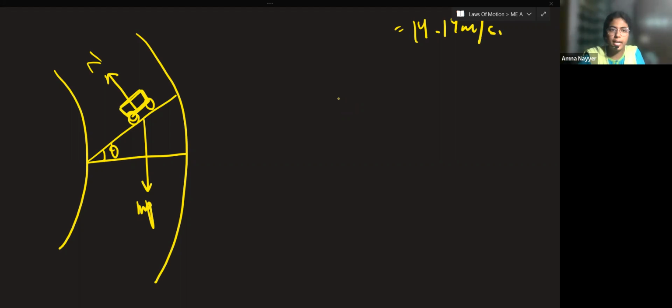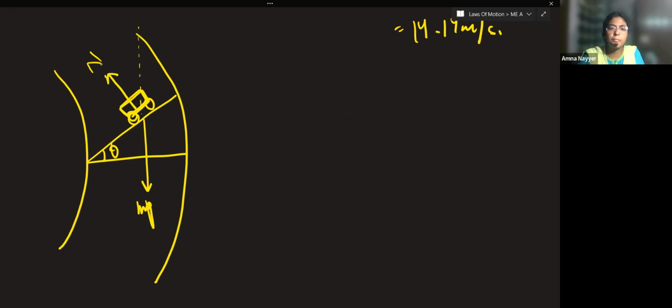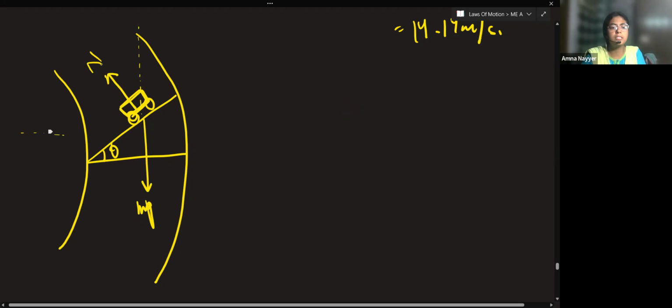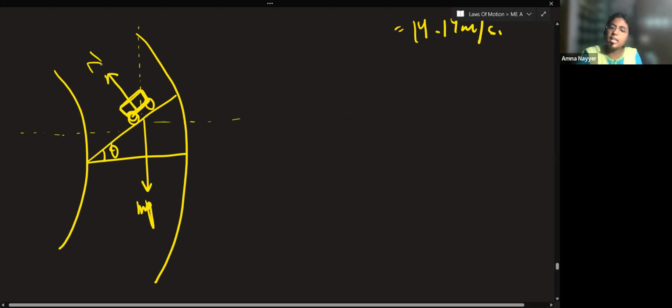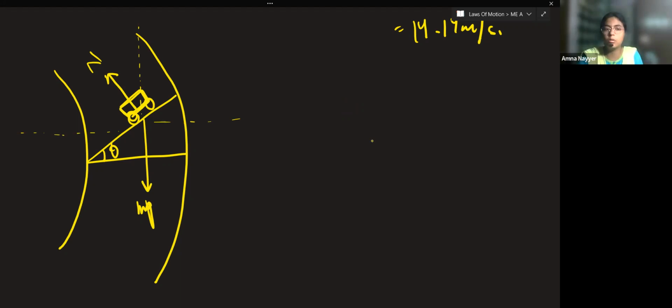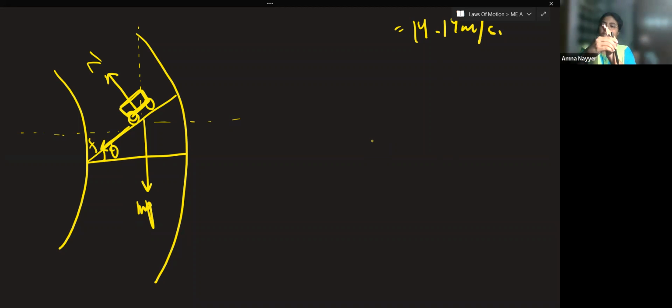But class, right now you have to resolve vectors along the x-axis and y-axis. See, mg is directly along the y-axis, so there is no need to resolve mg now. Whereas we need to resolve the normal reaction as well as friction. Why? Because friction will come in the downwards direction. Earlier, when the car was straight, friction was going towards the center. Now the car is inclined, so the frictional force will also incline because it will be opposite to the motion.